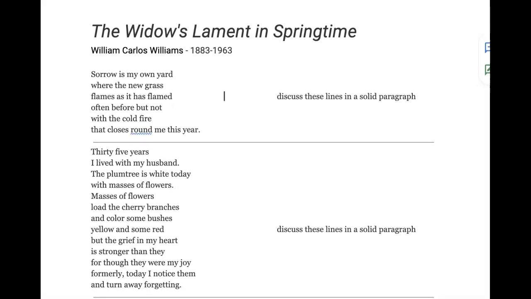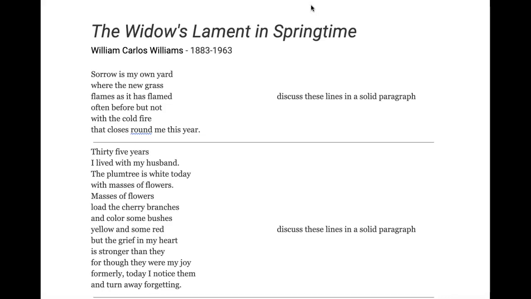It says the widow's lament in springtime. So a widow is a woman who has just lost her husband. Lament is a passionate expression of grief or sorrow. And then when we think of springtime, we think of growth, we think of new beginnings, we think of things blooming and flowers. And so as we're thinking about this, the first thing we want to figure out is who's the speaker of the poem.